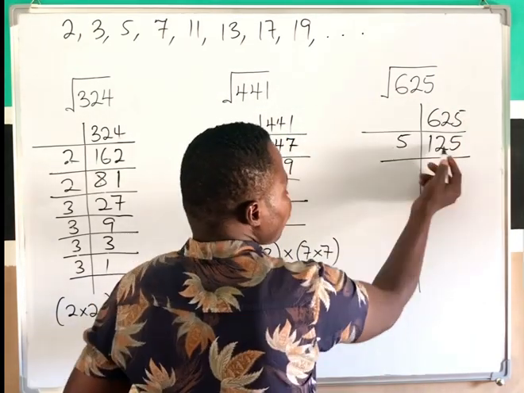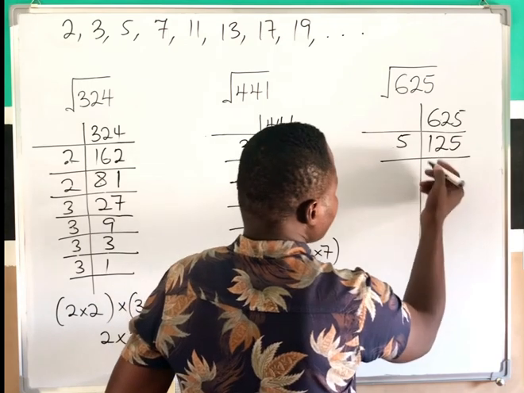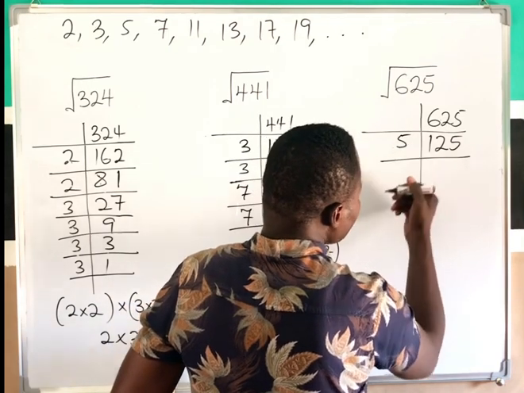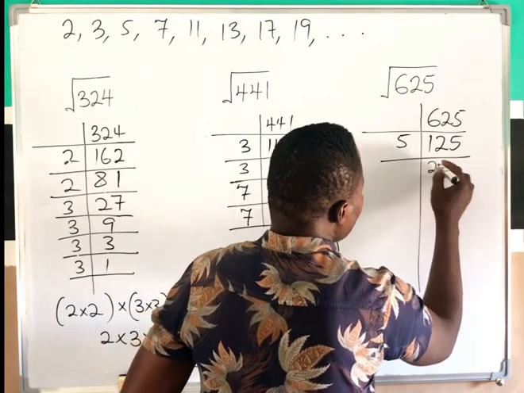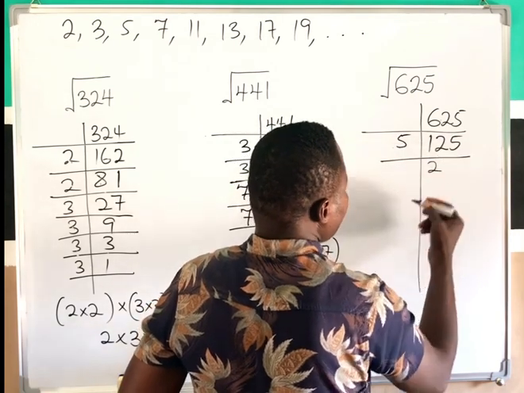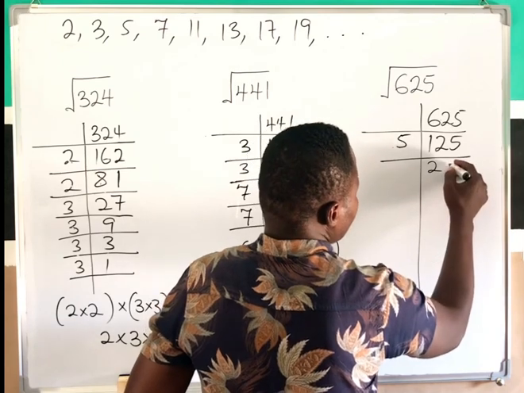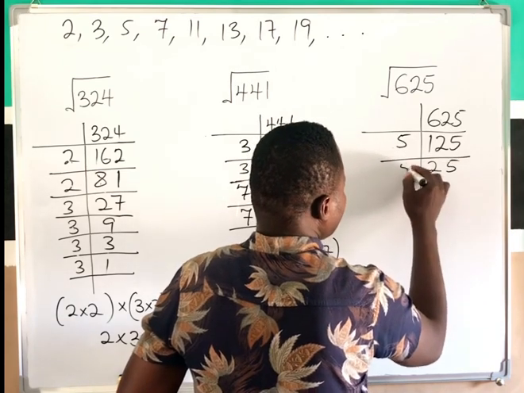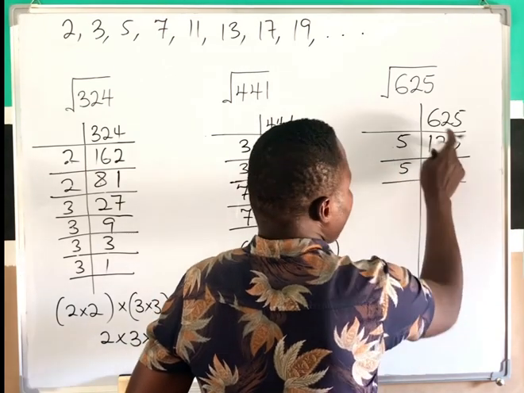Then we'll consider, can 5 go into this? That's good. It will go. 5 into 12 is 2 remainder 2. Because 2 times 5 is 10, so remainder 2. Bring the 2 in front of 5. 25. 5 into 25 is 5. So meaning 5 times 25 will give me this.